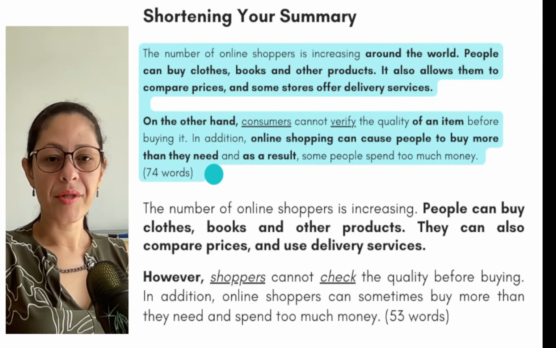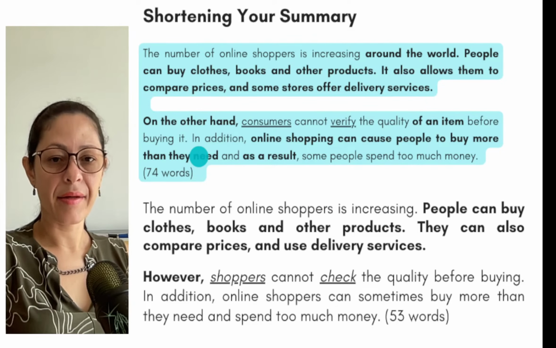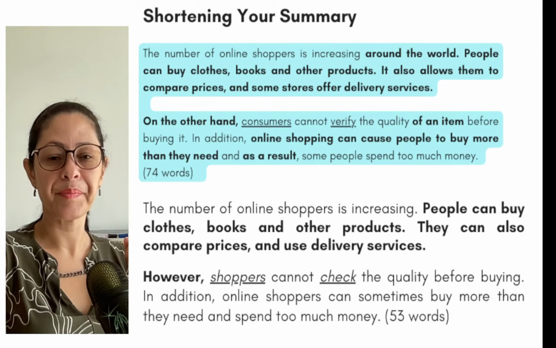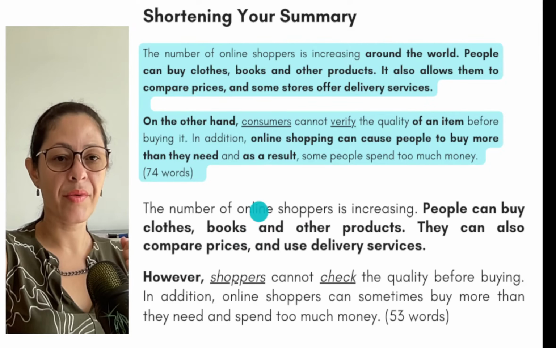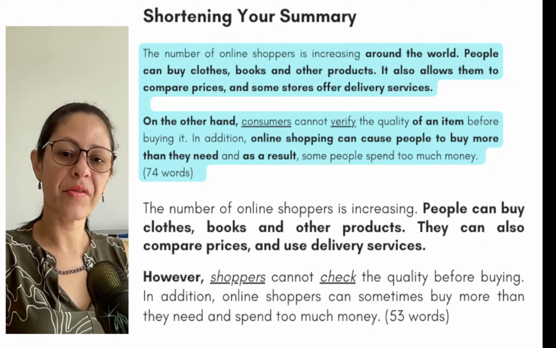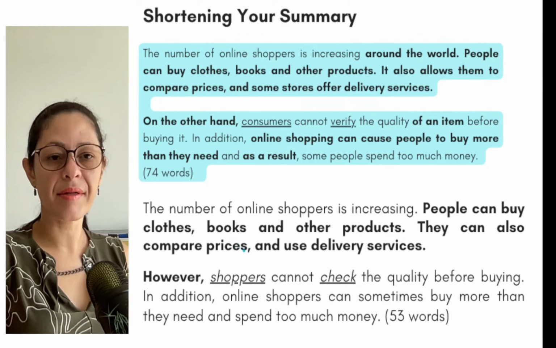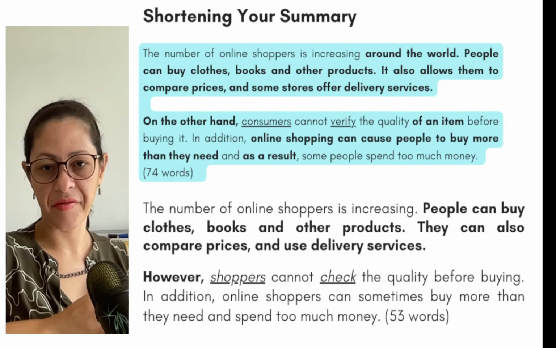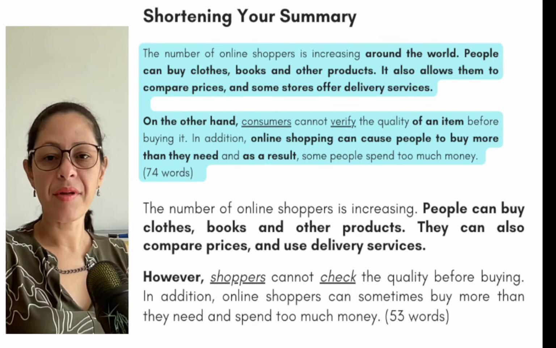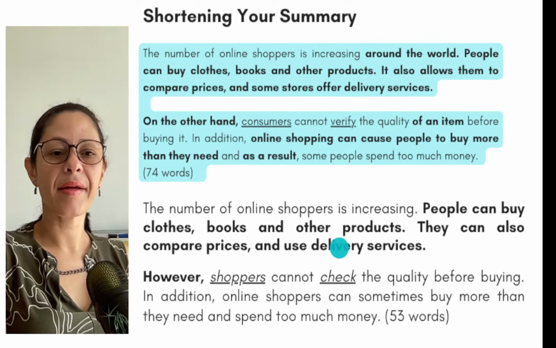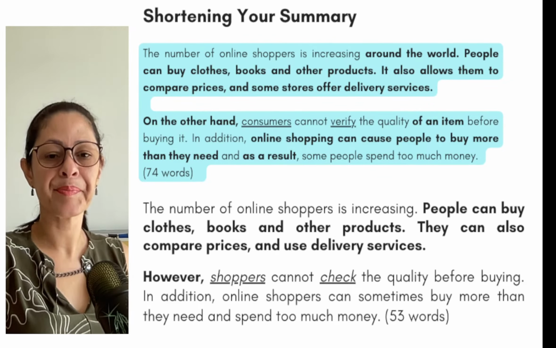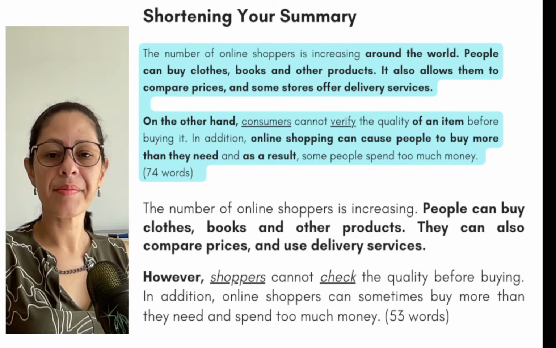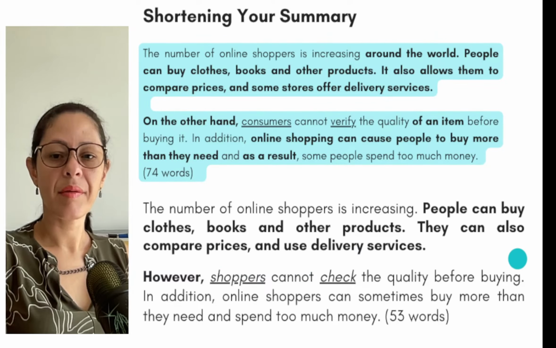In my original passage, I used "on the other hand," but here we have 4 words, so I reduced it into "however," only 1 word. The underlined word, I can keep consumers. I just used shoppers to show you guys, to help you guys build up vocabulary, because they are synonyms, so you can use either of them. So the same thing works for verify and check. Verify means check something more carefully, so we can use them interchangeably in this case. However, shoppers cannot check the quality before buying.